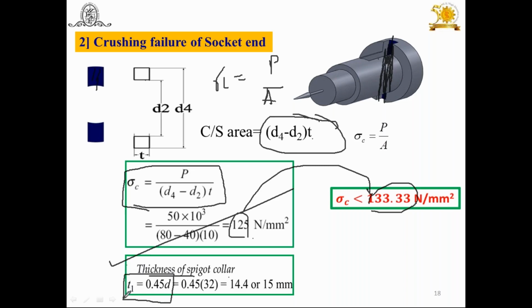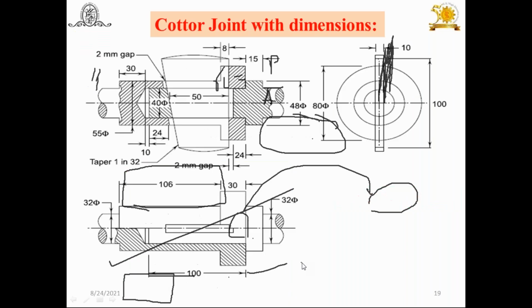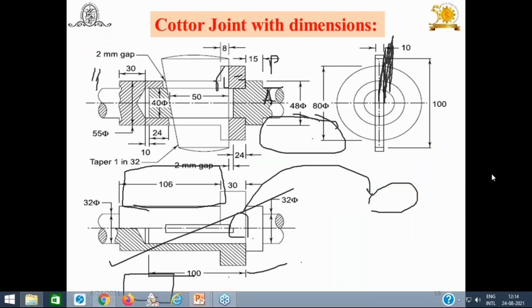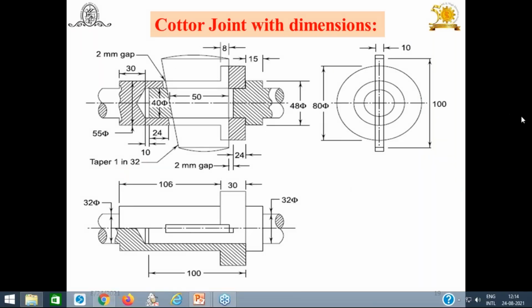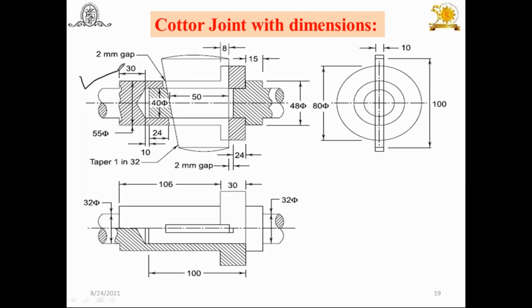is equal to 0.4 times the D. You can calculate. In this way, you will get all the dimensions, and you can check all the stresses induced in the spigot and the socket. By putting all these dimensions, you can construct the sectional front view, the sectional top view, and the side view. So by using the first angle projection method, three views are drawn. So you can see the detail. This is the detail drawing of the cotter joint.